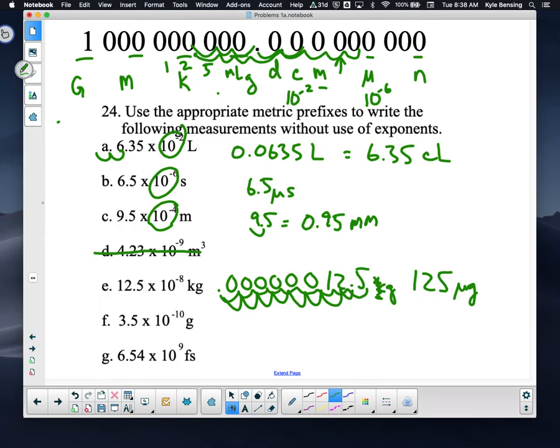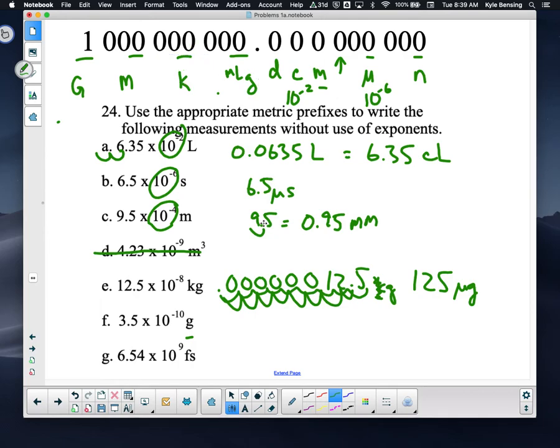This one works a lot easier because we're starting with one of our base units, which is grams. So grams is right here. Let me get rid of some of these marks up top. Like this. Okay. There, that looks a little bit better.